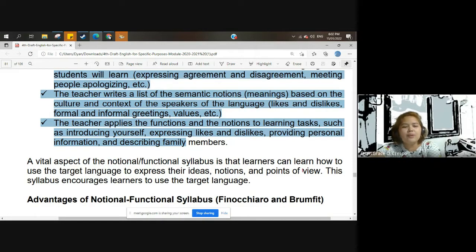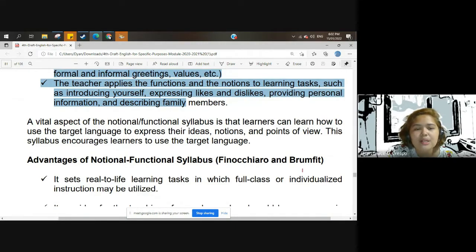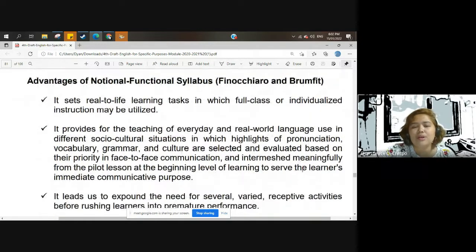Okay, so a virtual aspect for the notional functional syllabus is that learners can learn how to use the target language to express their ideas, notions, and points of view. This syllabus encourages learners to use the target language. Ano ba yung advantage ng notional function syllabus?